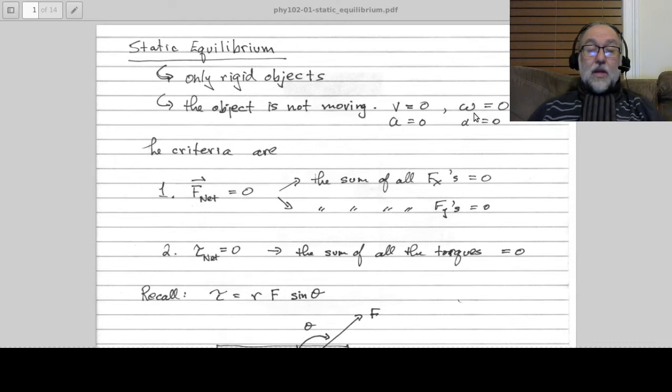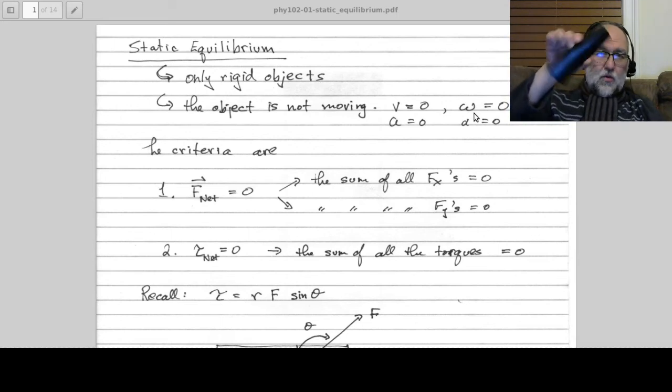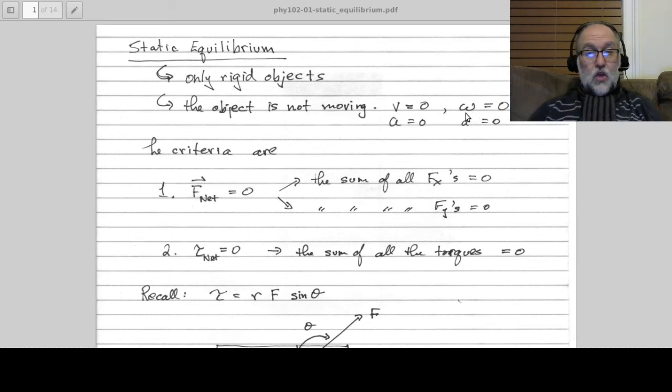Similarly for its angular velocity. So not only is it not moving linearly to the side like this, but it's also not rotating. We don't want any kind of rotation. So if there's no angular velocity and it stays stationary, in other words, it continues to not rotate, then its angular acceleration is zero.